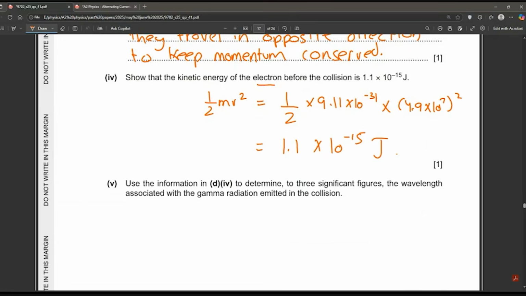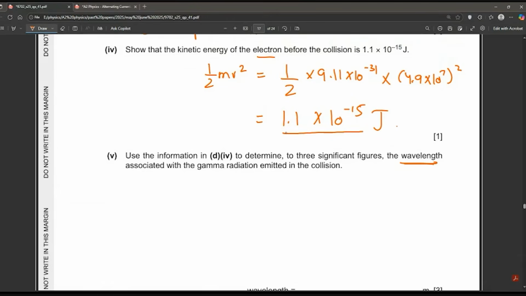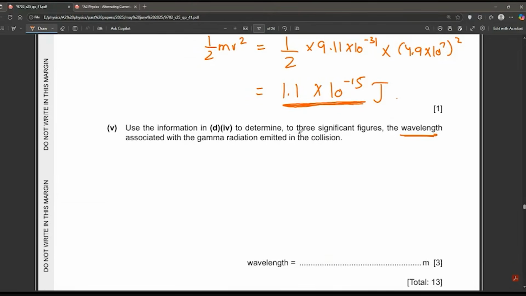Use the information in D part 4 to determine to three significant figures the wavelength associated with gamma ray photons. So basically क्या हो रहा है, the electron has a kinetic energy of 1.1 10 raised to the power of minus 15 joules. Okay. Beta, as this electron collides with the positron, you have to calculate the wavelength of gamma ray photons produced. ठीक है, यही सवाल है. You have to calculate the wavelength of gamma ray photons that are produced. Please listen carefully.